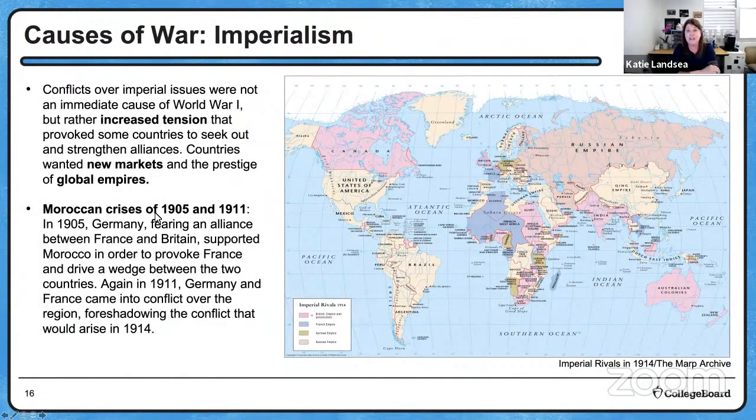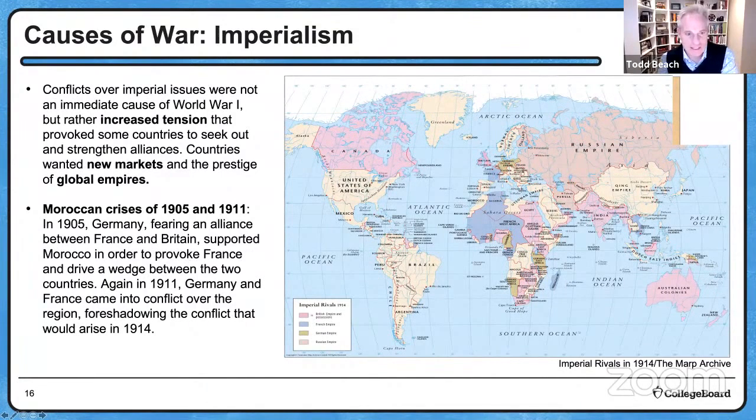We also have the Moroccan crises in 1905 and 1911. In 1905, Germany fears this alliance between Britain and France. It supports Morocco in order to provoke France and drive a wedge between these two countries. We're definitely foreshadowing what's going to happen in 1914 with that alliance between Britain and France. So we have imperialism as one of these tensions that's going to cause World War I. Our next letter.